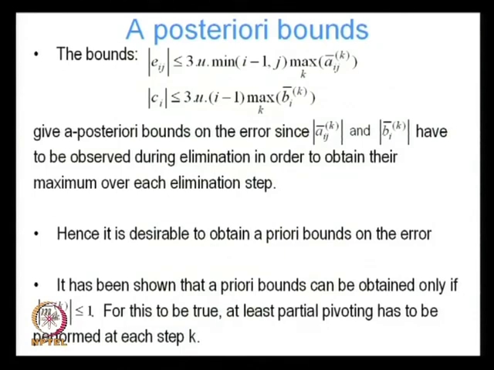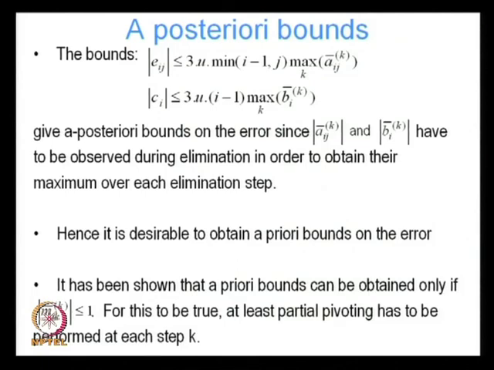These are basically what are known as a posteriori bounds. Why? Because we cannot predict those bounds before we have actually computed these values, right? These values are the maximum over all the steps in the Gaussian elimination. So, unless we have actually gone through the steps of the Gaussian elimination, we do not know what these max values are. We do not know what max over k of a bar ijk or max over k of b bar ik is. So, these are a posteriori bounds, and these can only be obtained after we have performed the Gaussian elimination.